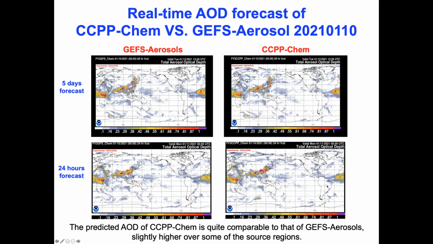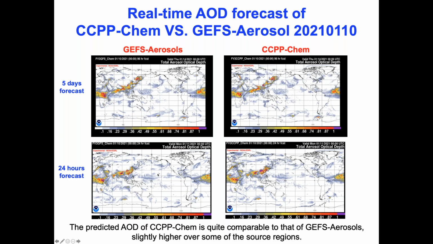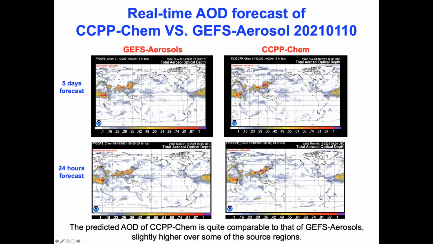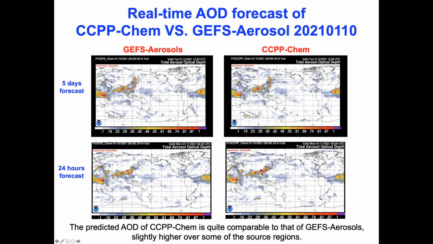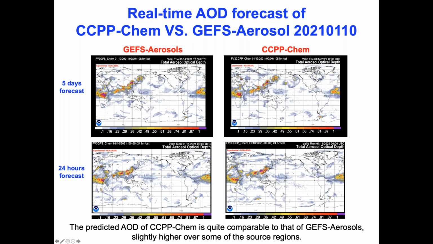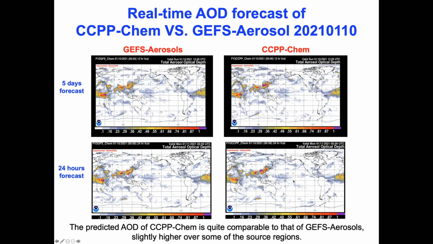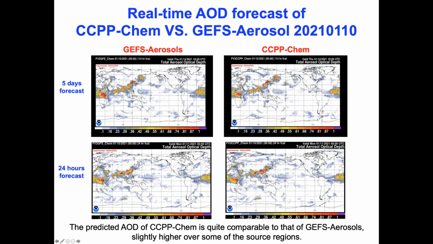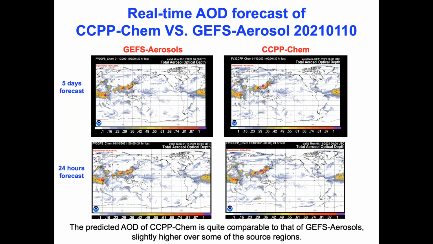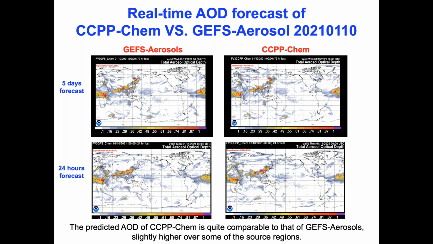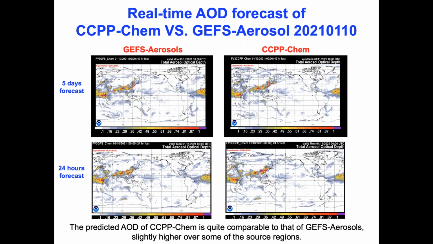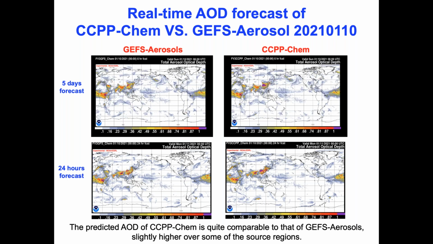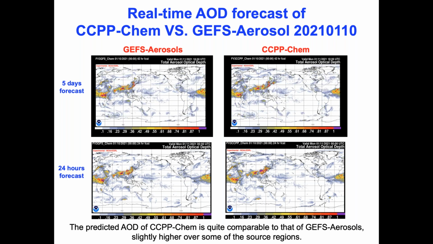But we did see slightly higher values over some of the source regions like Eastern Asia. I would like to mention that this is really encouraging, because even though we are now using CCPP as a cover, which gives a more reasonable way to embed the chemical subroutines into the physics, we can still keep quite comparable performance.